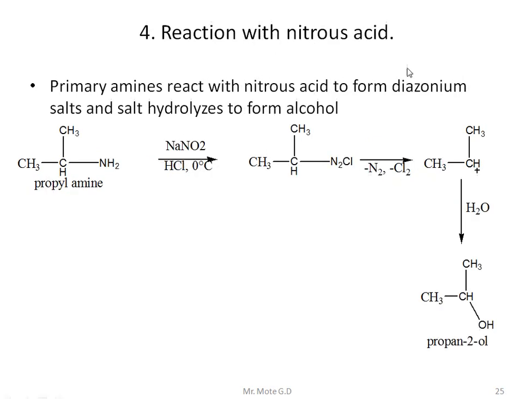And the fourth method, reaction with nitrous acid. Primary amine reacts with nitrous acid to form diazonium salt, and diazonium salt hydrolyzes to form alcohol. So propylamine we are treating with sodium nitrite and HCl at 0 degrees centigrade, and this will form diazonium salt. Diazonium salt again removes the nitrogen and chlorine to form a positively charged carbocation. This positively charged carbocation undergoes hydrolysis to form propan-2-ol, or 2-propanol.